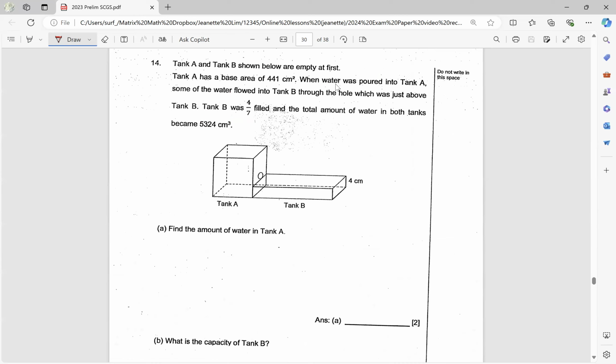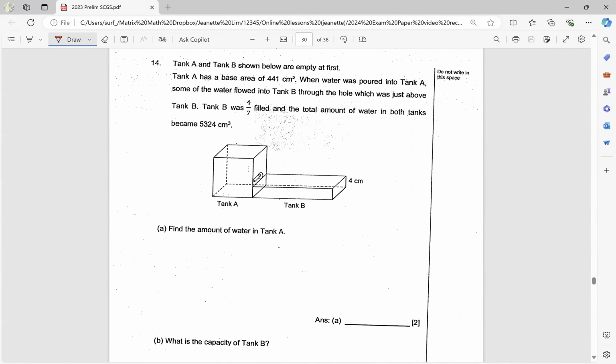Question 14. Tank A and tank B are shown below. So they are empty at first. Tank A had a base of 441 square cm. So when water is being poured into tank A, some of the water flowed into tank B through this hole here, which is just above tank B. Then tank B became 4/7 filled. The total amount of water in both tanks became 5324 cubic cm. So find the amount of water in tank A.